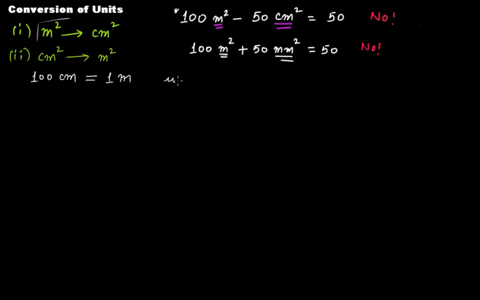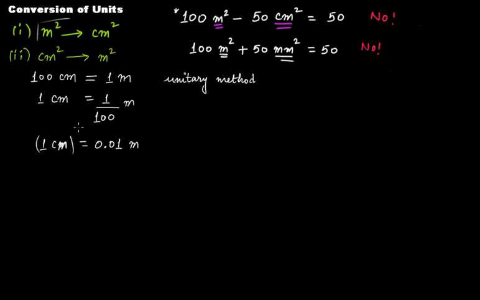Therefore, again, using unitary method, 1 centimeter will be how much? 1 centimeter will be 1 over 100 meter, right? 1 centimeter is equal to 1 over 100 meter. And if you solve this, 1 centimeter is equal to 0.01 meter, right? 1 centimeter comes as this much.